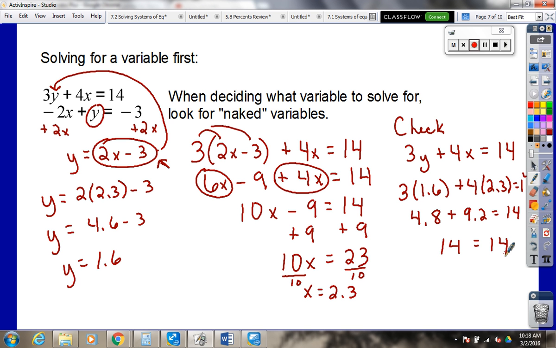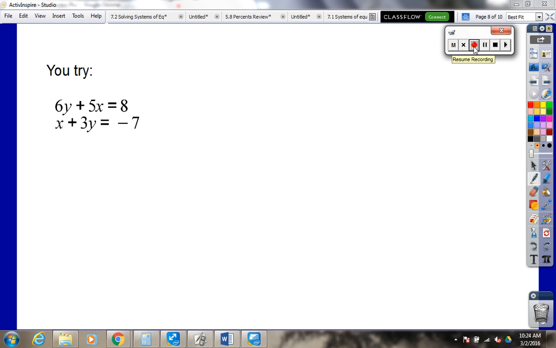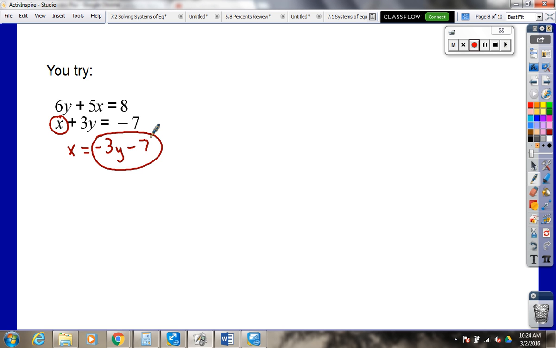I'm going to pause this. If you're trying it at home, you should pause this and give yourself a chance. Okay, so for this one, we're going to solve for x, because x is the naked variable. So we get x equals negative 3y minus 7. We're then going to take this and substitute it in for x here. So we get 6y plus 5 times, in a parenthesis, negative 3y minus 7 equals 8.